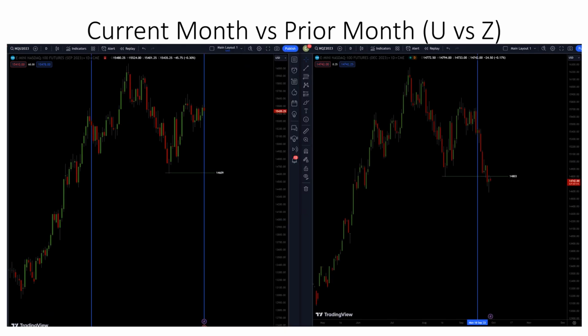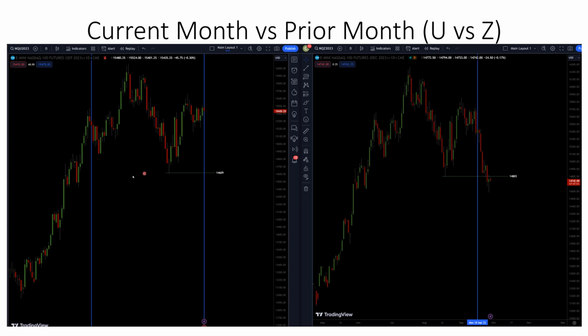Now let's look at a current month versus a prior month. We're currently trading NQZ, the December contract. This is recent price action. This sell side liquidity is at 14,803. But if we look at NQU, the previous quarter contract, that swing low was 14,609. All right, it's different there.